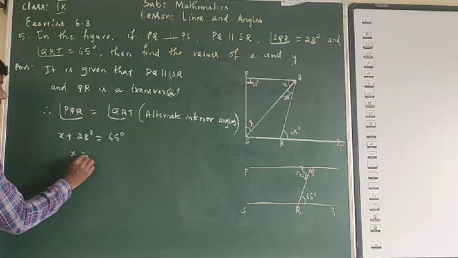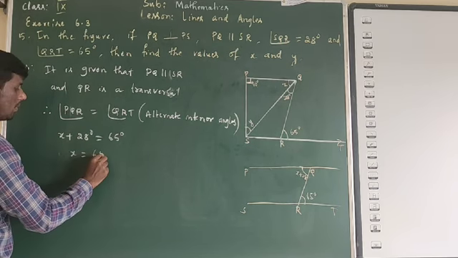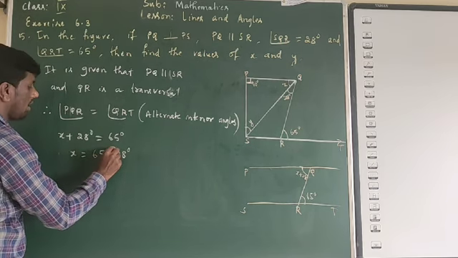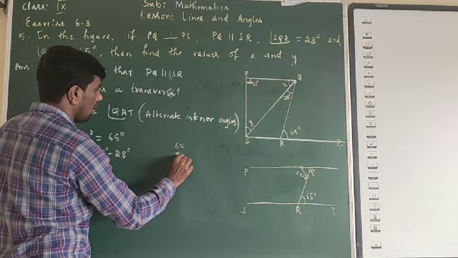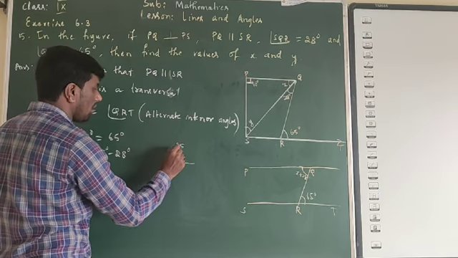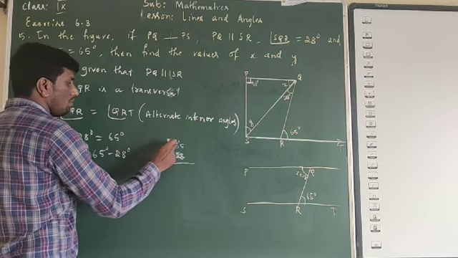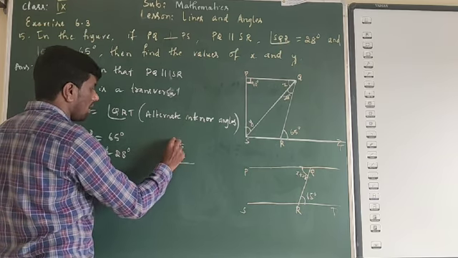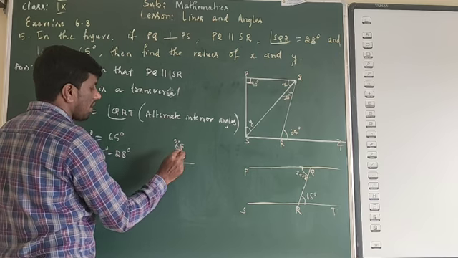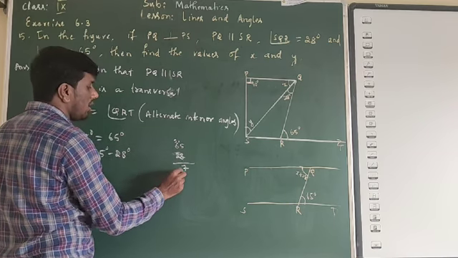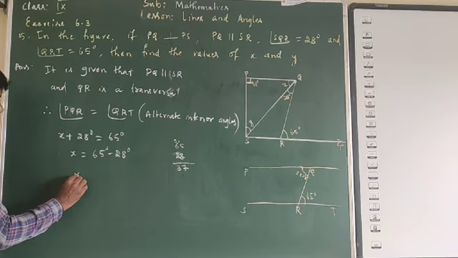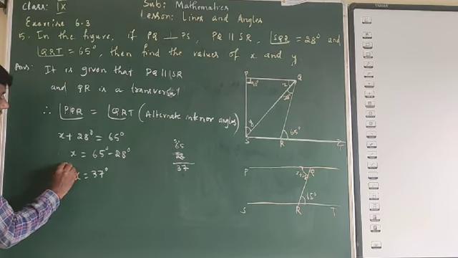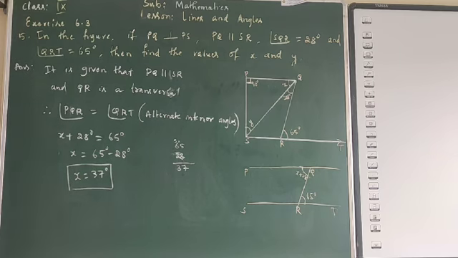So I keep x here only. I will send 28 to the other side. So it will become 65 minus 28. So what is 65 minus 28? From the 6, borrowing, the 5 becomes 15. So 15 minus 8 will be 7, right? And the 6 becomes 5 now. 5 minus 2 will be 3. So it is 37, right? So x is equal to 37 degrees, right?